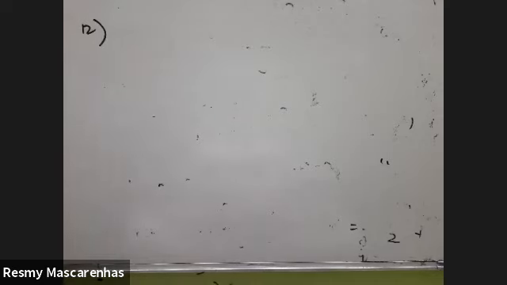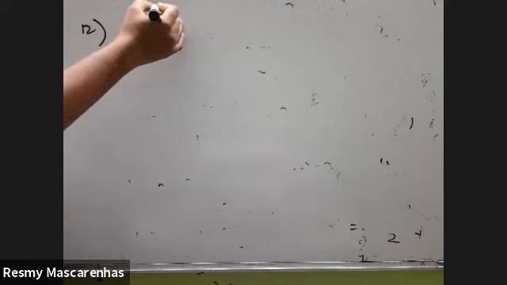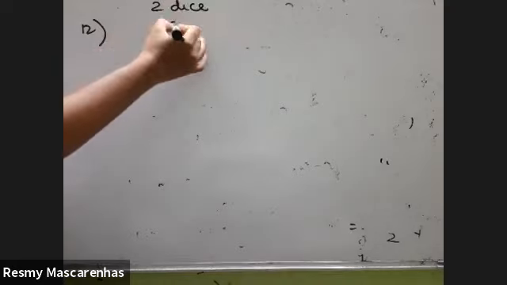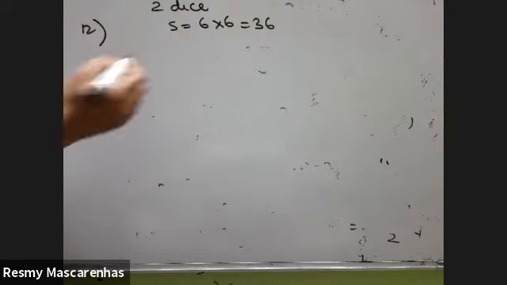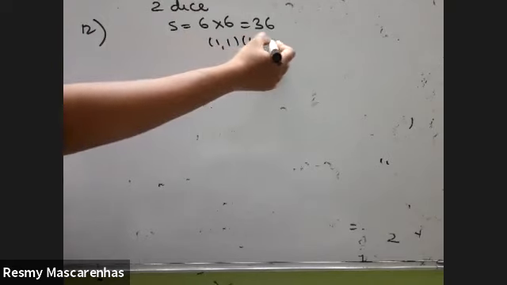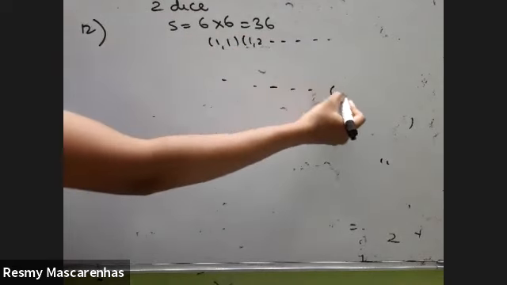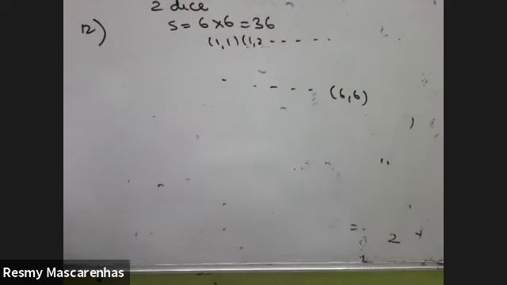Now, as long as there were 2 dice, it was very easy. How much in 2 dice? What was the sample space? Sample space is 6 into 6. 36 pairs we used to get, no? 1 comma 1, 1 comma 2, like that till the last one, 6 comma 6. So that was simple. At least that much we could do, writing 36 pairs.